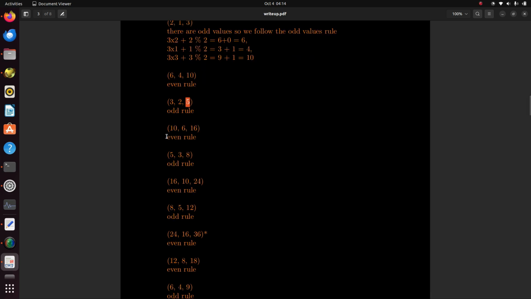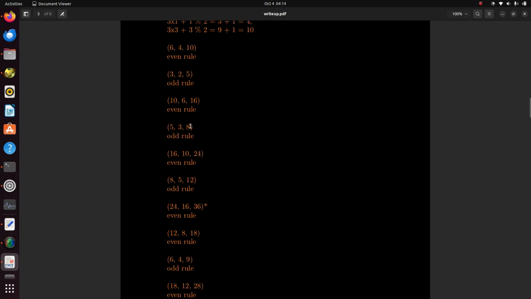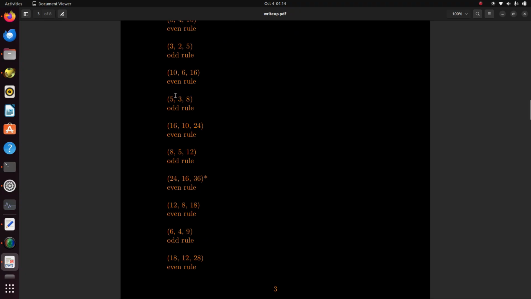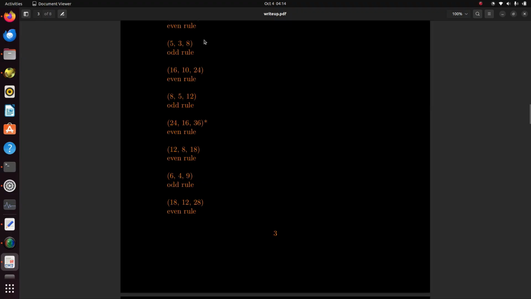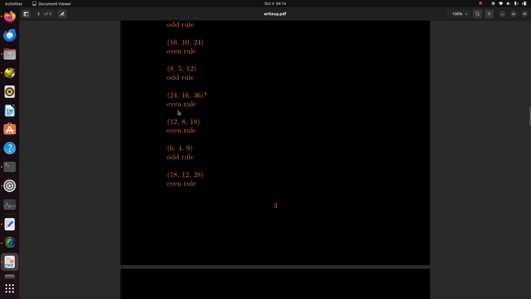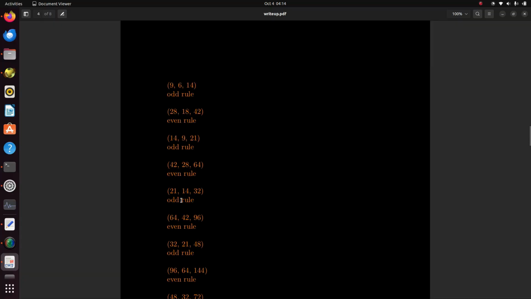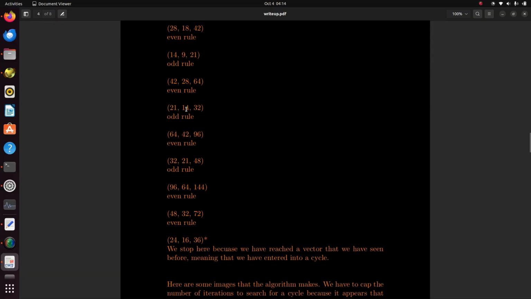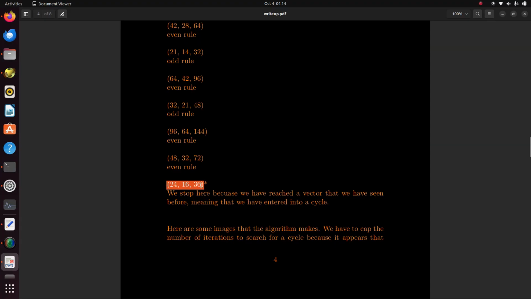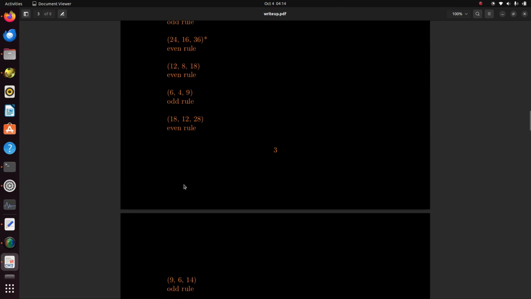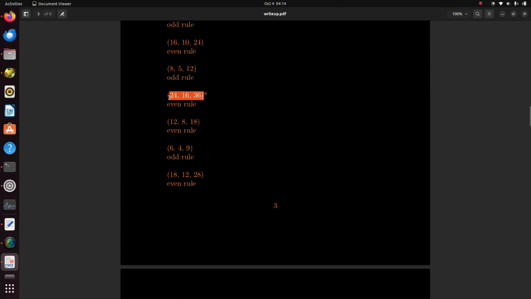And so then we follow the even rule, then the odd rule, etc., until we keep going and we get to this value, and this value doesn't seem particularly important right now. We just keep going, follow the even rule, odd rule, even rule, odd, even, odd, even, odd, even, odd. This goes on for a while, and then we get to here. And here's this value again, which we've seen before. So 24, 16, 36. If we scroll up here, we get 24, 16, 36.